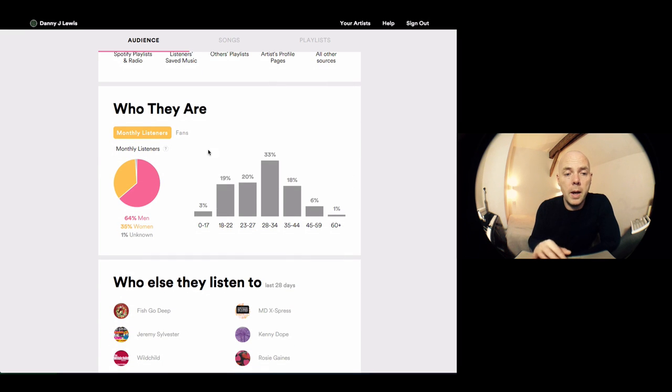So here are some demographics, okay? We've got here information about the gender and the age group of my listeners. The monthly listeners here, you can see that it's majority male, 64% men, 35% women. And we can see the age breakdown here. Understandably, considering the music that I make, we've got 28 to 34-year-olds in the majority here.